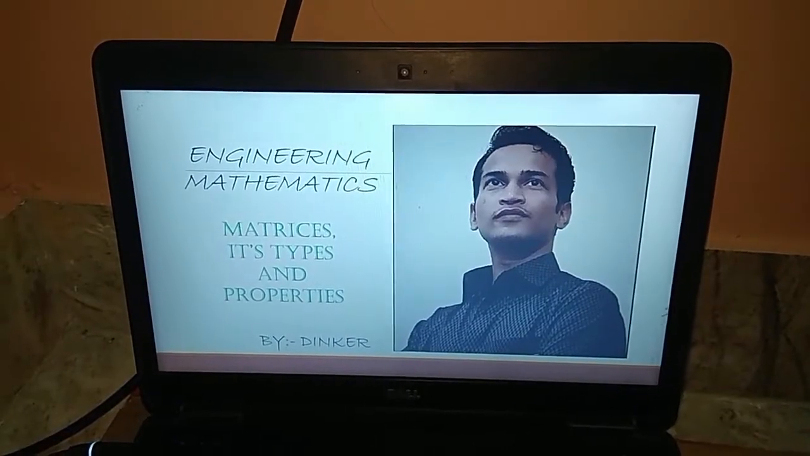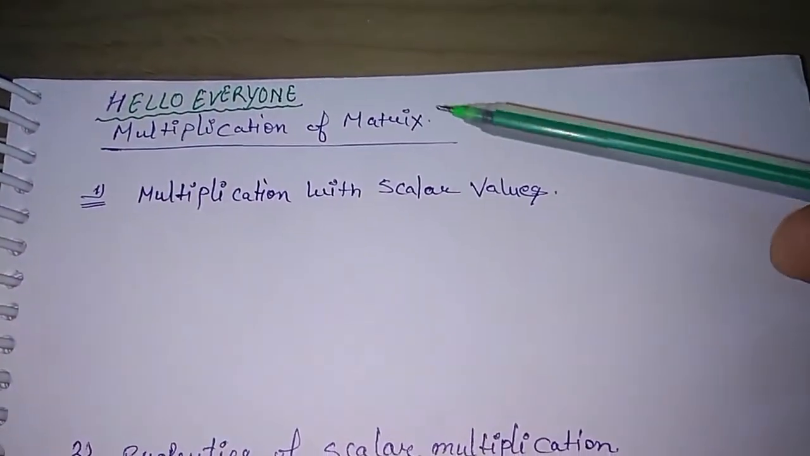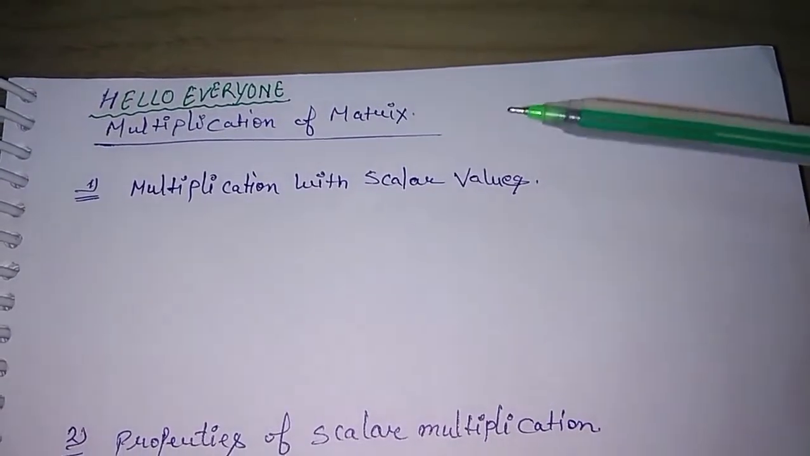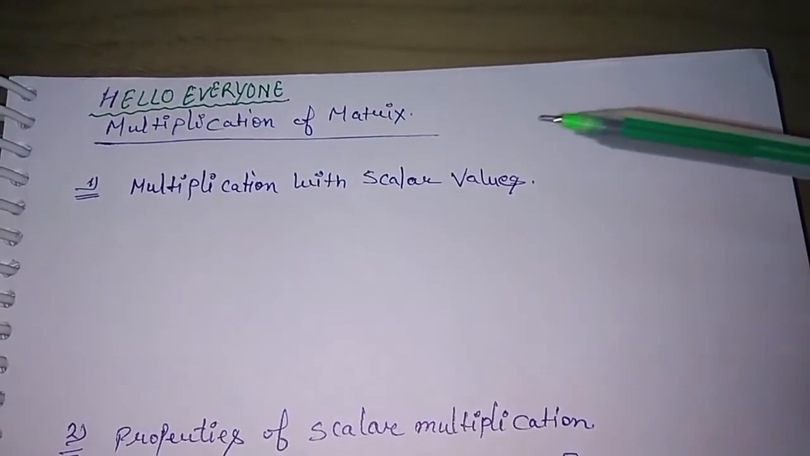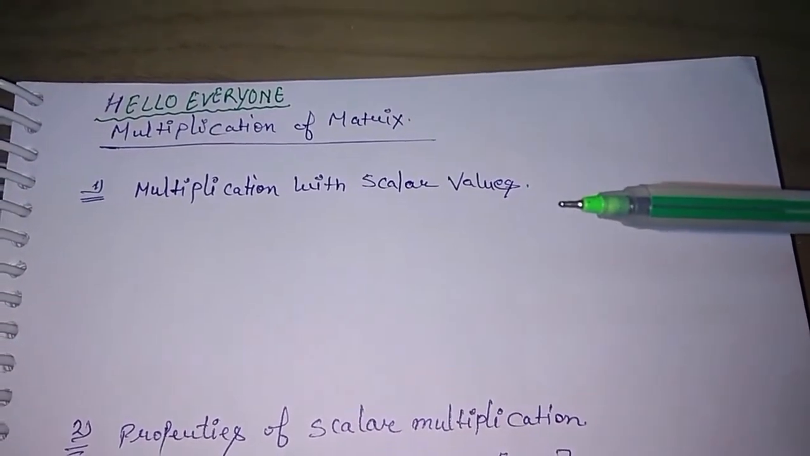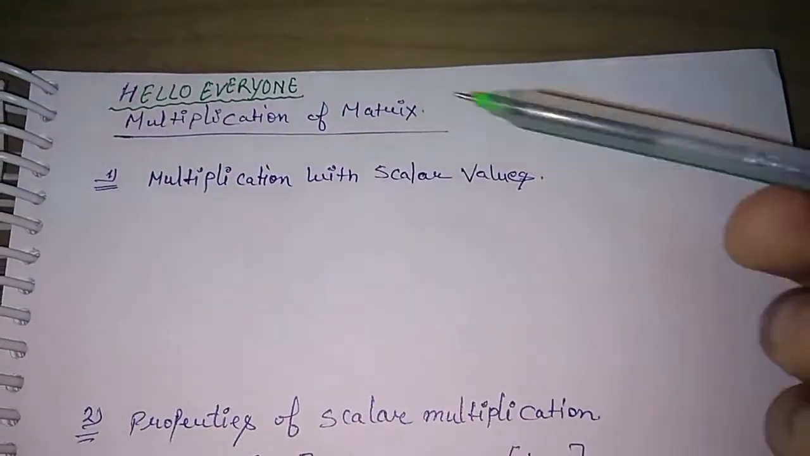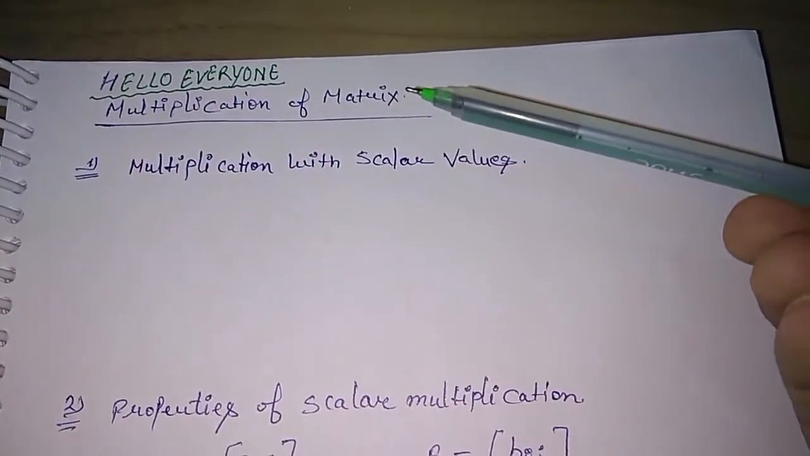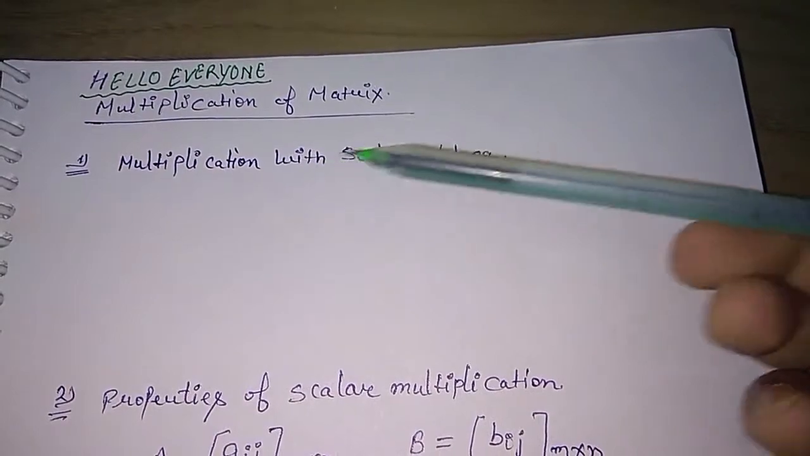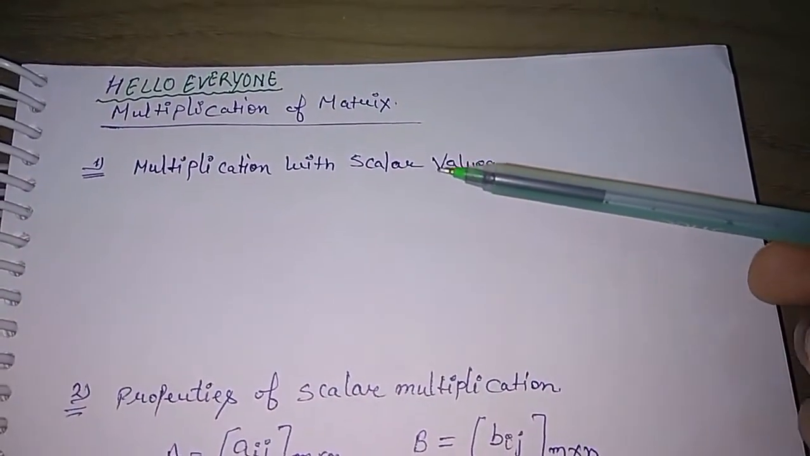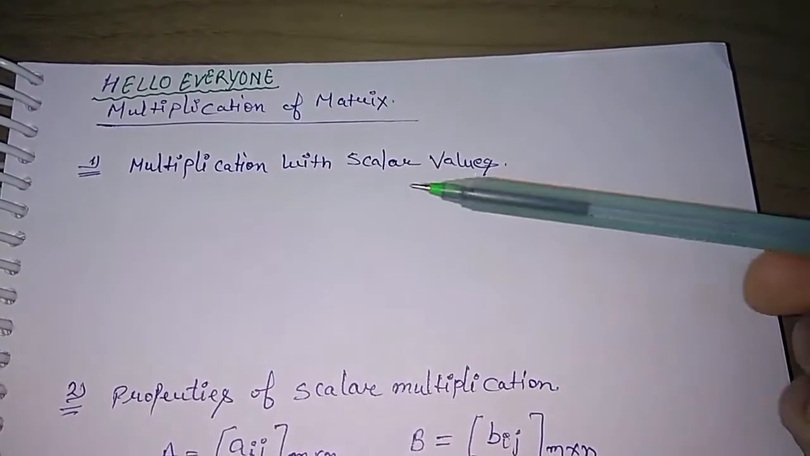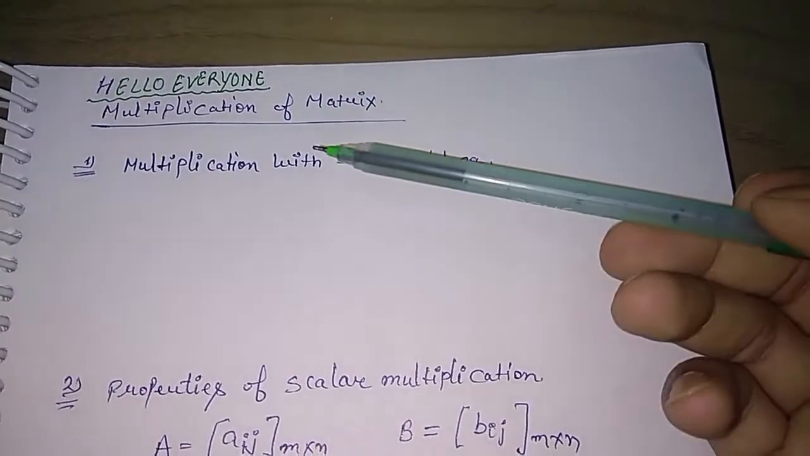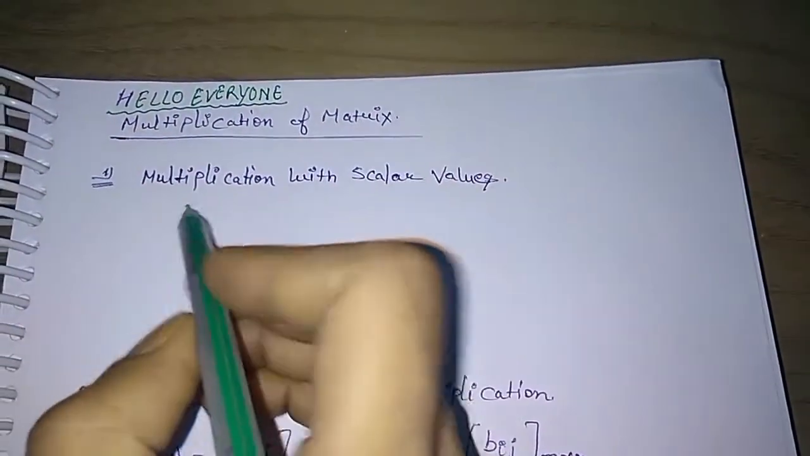In this video, we will be learning about the multiplication of matrices and its properties with different kinds of multiplication. Our first topic in this multiplication of matrices is multiplication with scalar values. How does a matrix operate when we multiply a scalar value to the matrix? Let's see through an example here.